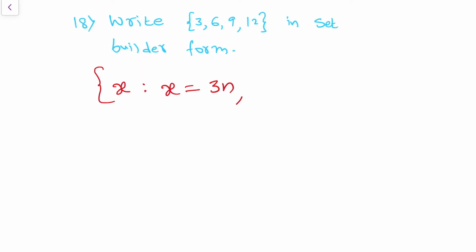x equals 3n where n belongs to, this is 3 1s are, so starting from 1, which means natural numbers. 3 1s are, 3 2s are, 3 3s are, 3 4s are. Till 3 4s are we are stopping, so n is less than or equal to 4. That's it. This is the set builder form of the given set: x such that x equals 3n where n belongs to capital N and n is less than or equal to 4.